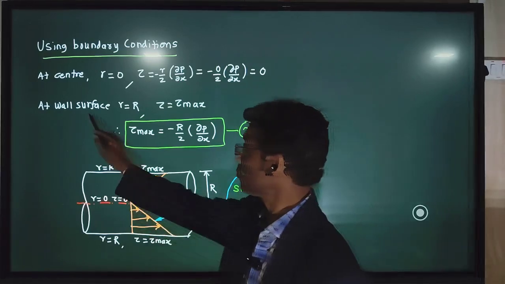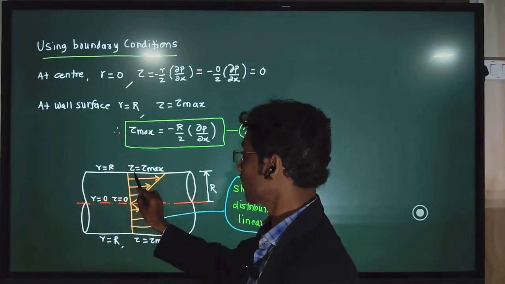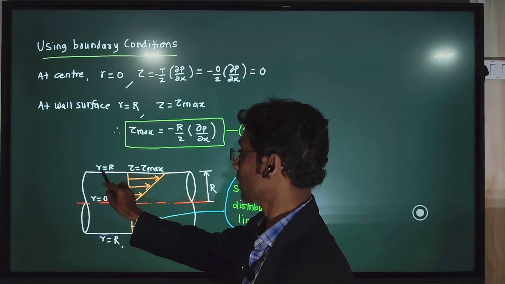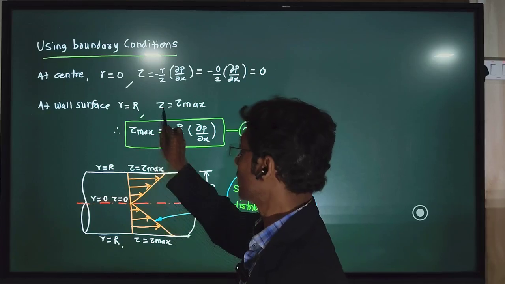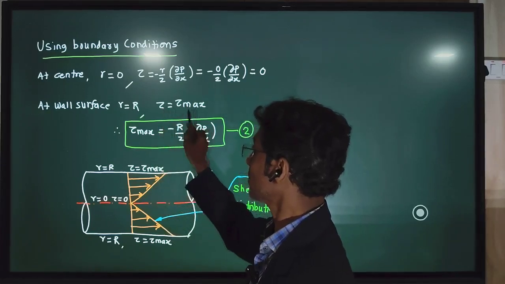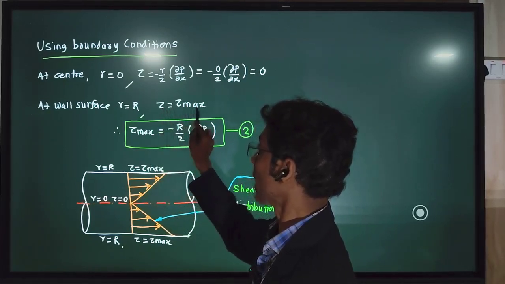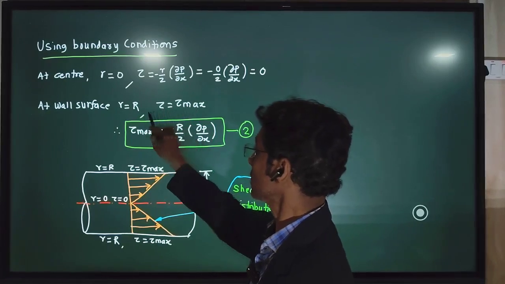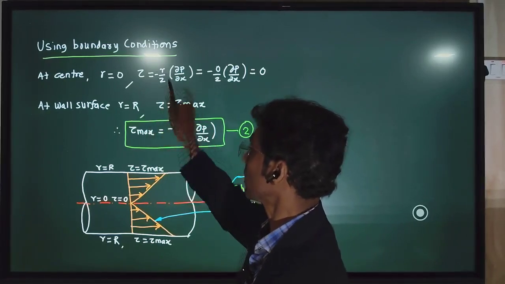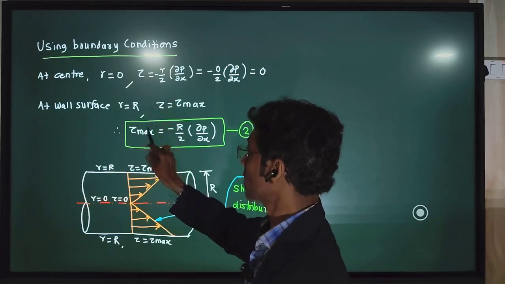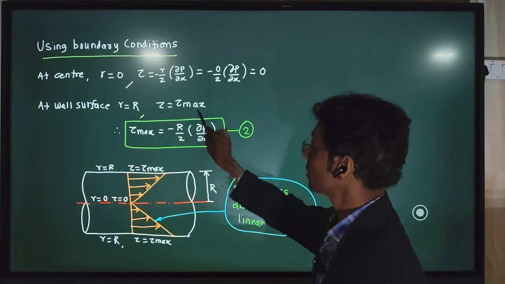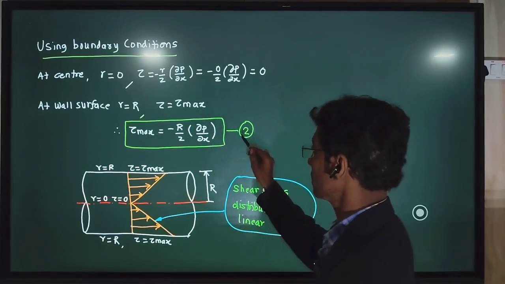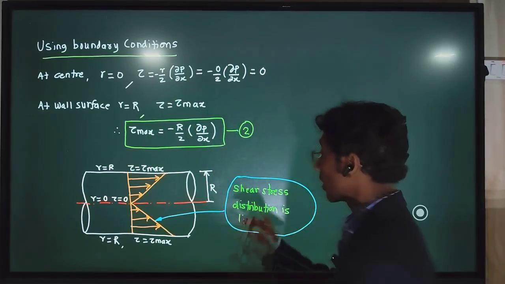Then at the wall surface, means at the pipe surface, small r is equal to capital R. Here we use shear stress maximum, we put tau is equal to tau max. So putting both these in equation 1, we find tau max equal to capital R by 2 into pressure gradient. We say this is equation number 2.